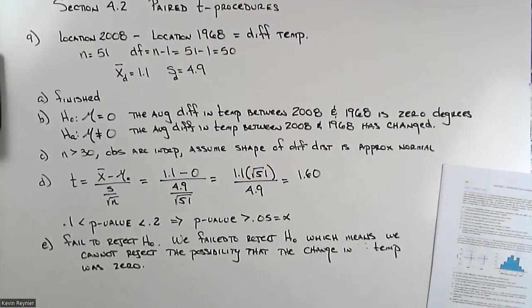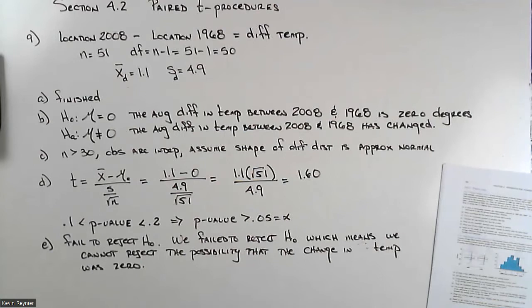Type 1 error, remember, says we rejected H naught when H naught was true. Well, we didn't do that, right? So we could have made a type 2 error, it turns out. We could have failed to reject H naught when in reality we should have rejected H naught, right? That's the type of error we could have made.